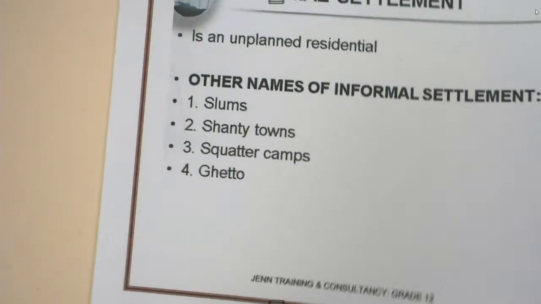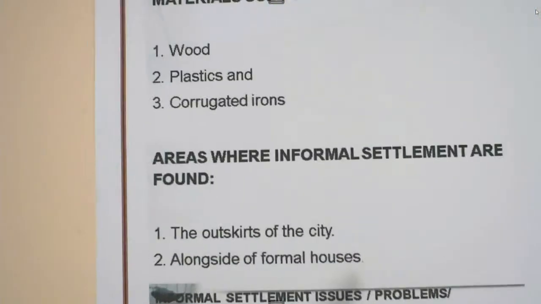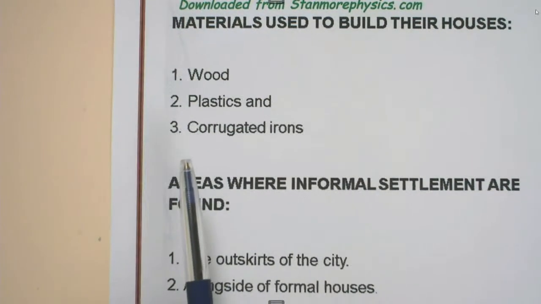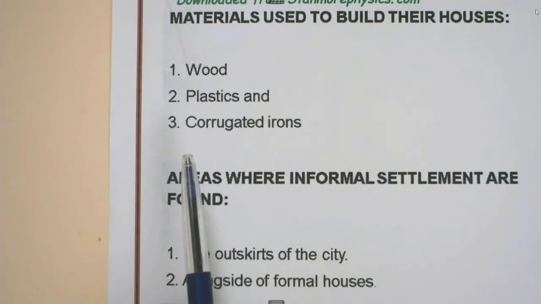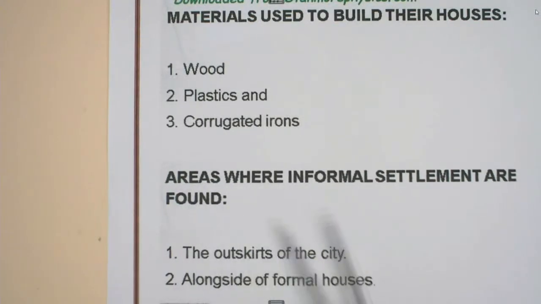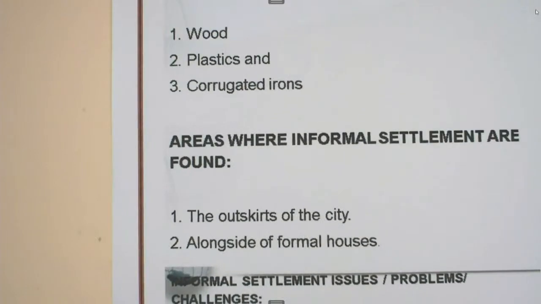These people live in informal settlements, and the materials that they use to make their buildings are the following. They make buildings from wood, plastic, and corrugated iron. Informal settlements are mostly found on the outskirts of the city, alongside formal houses.